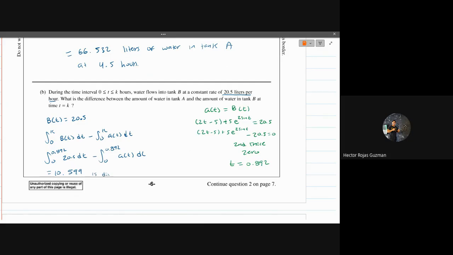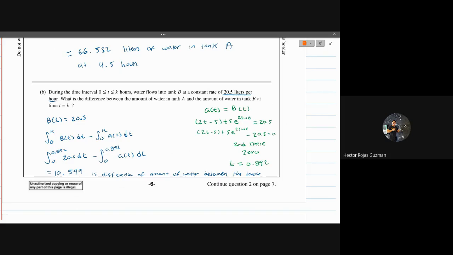That's the difference of the amount of water between the tanks.